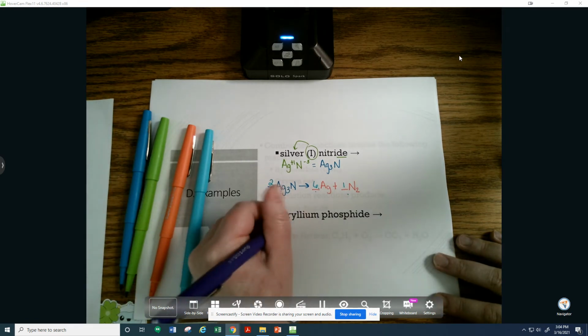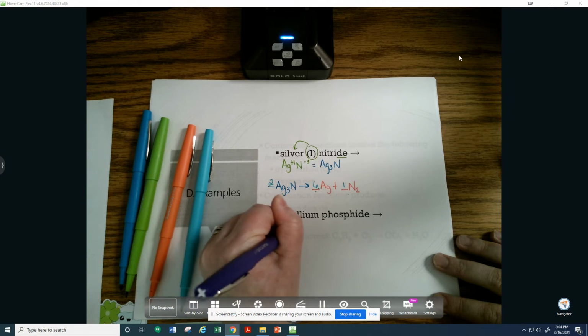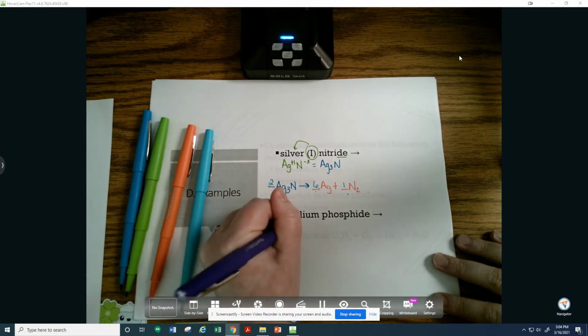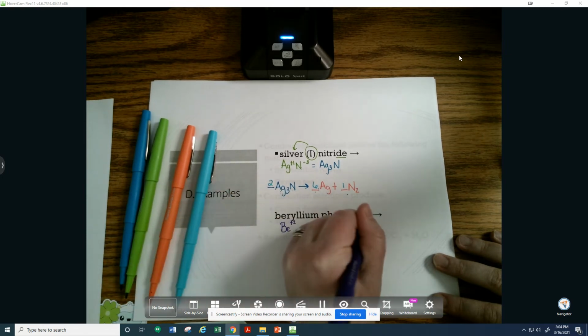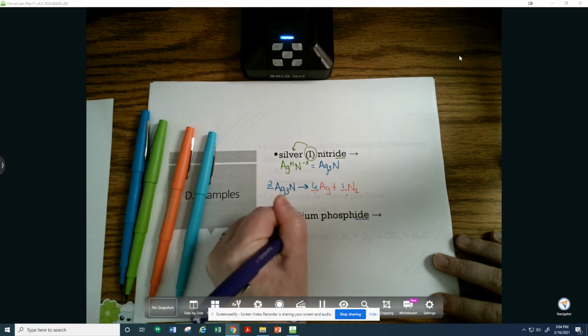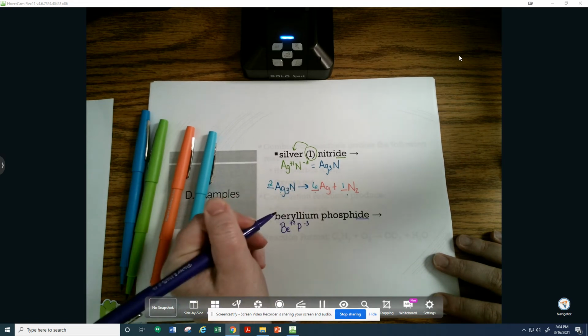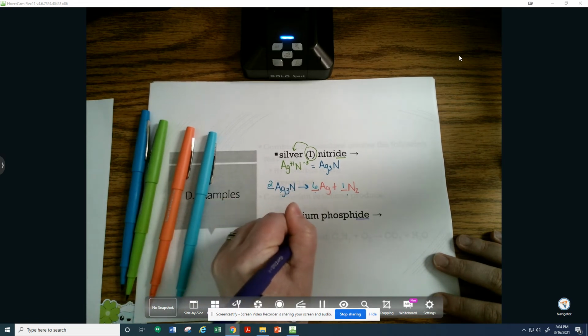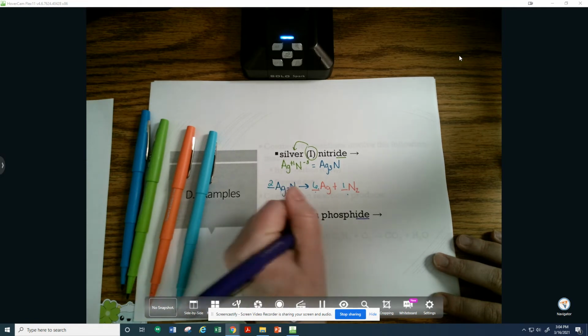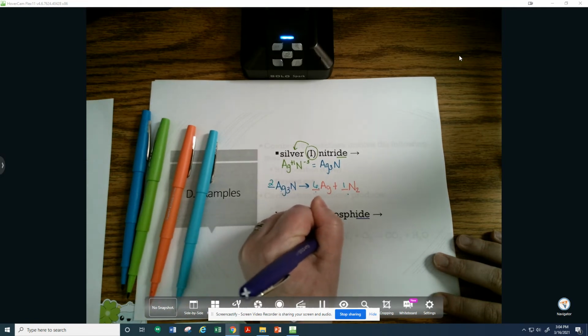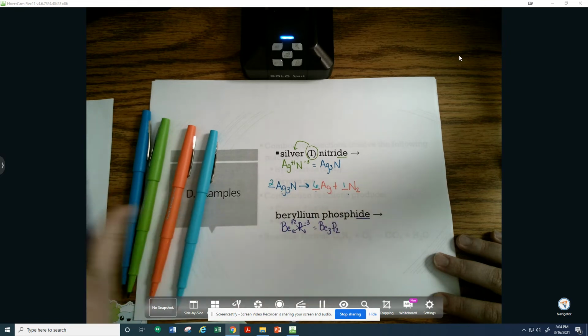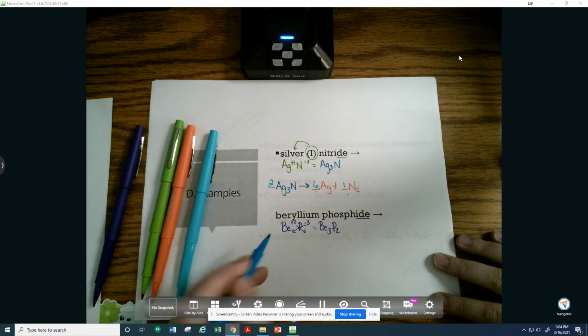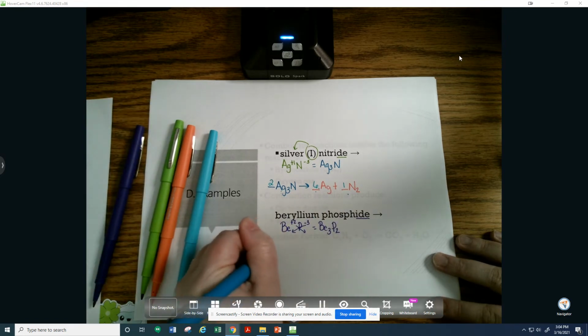Beryllium phosphide, we know beryllium is Be. Taking a look at your periodic table, it's a +2 cation. Phosphide means phosphorus with a -3 charge. Go ahead and cross your charges down. And your final formula here is Be3P2, and nothing can simplify. We now have our reactant.